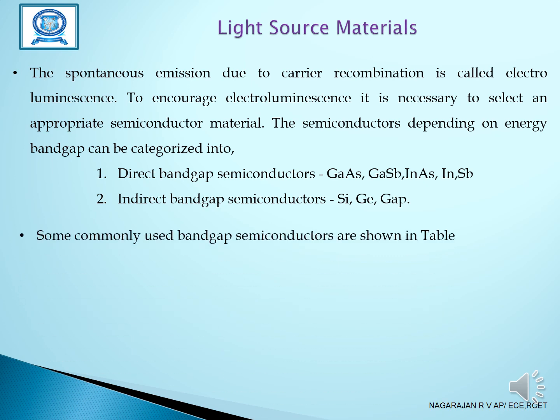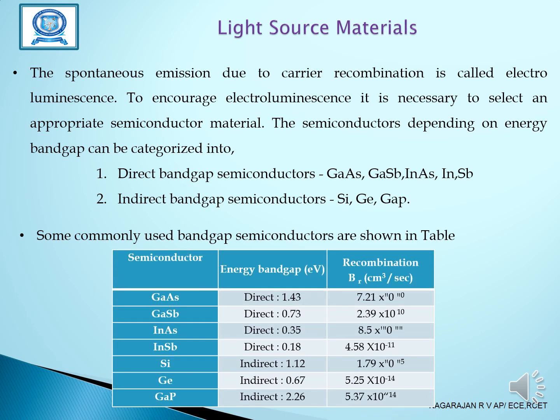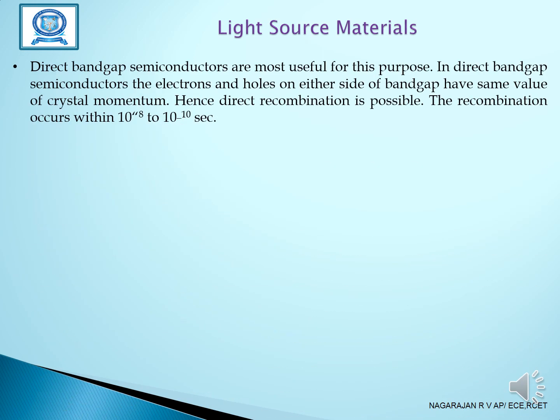Some commonly used band gap semiconductors are shown in the table: gallium arsenide and silicon. The energy band gap is direct, 1.43, recombination is 7.21. Now the direct band gap semiconductors are most useful for this purpose.